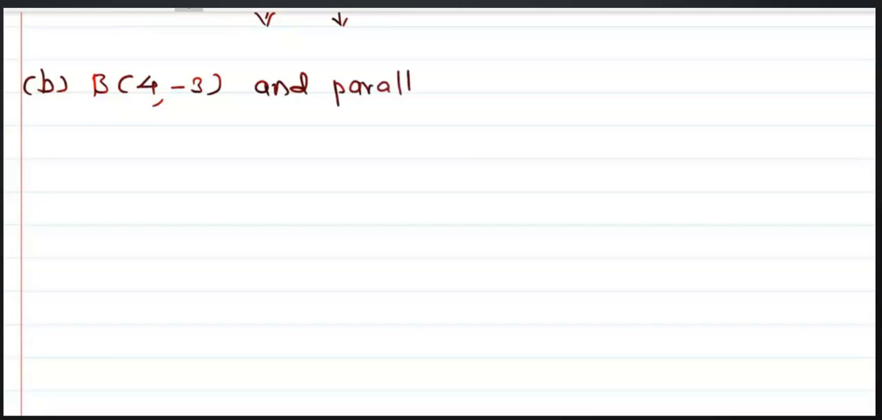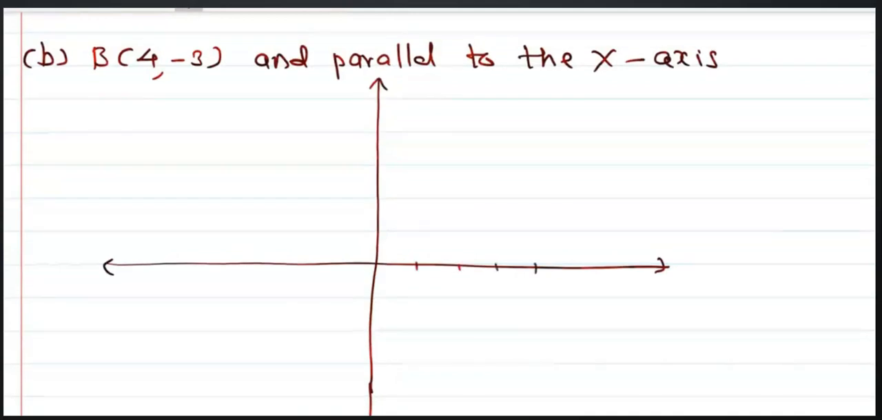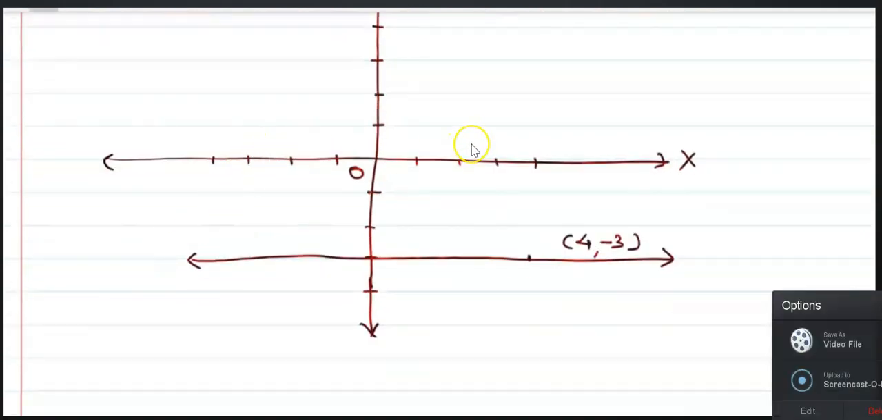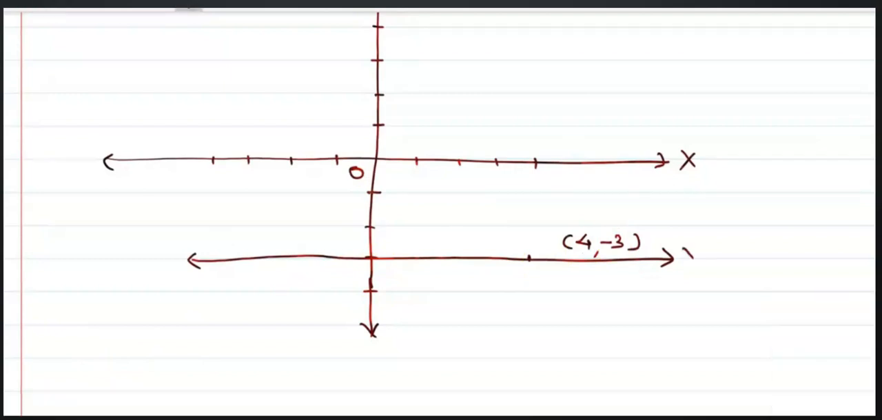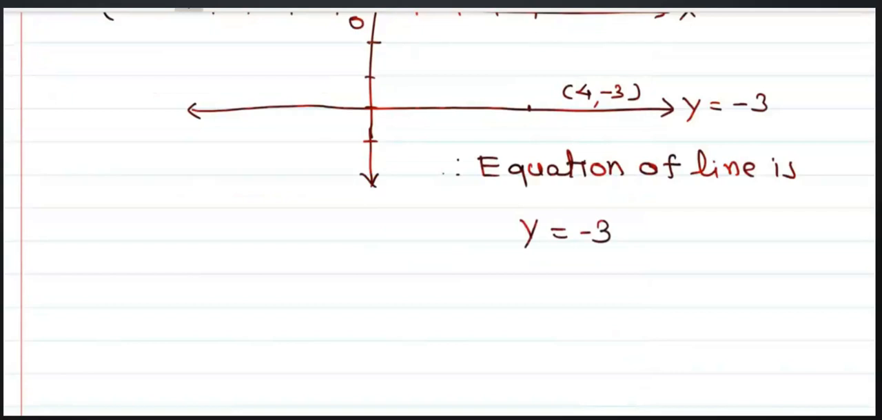Next is B(4, minus 3) and parallel to the x-axis. For a line parallel to the x-axis, its equation is y is equal to a constant. Therefore y is equal to minus 3 will be the equation of the line. Now see this here, coordinate geometry. These are the points, (4, minus 3), parallel to the x-axis. Now the given line is parallel to the x-axis, therefore its equation is y is equal to what? Minus 3, the y value of the point. Therefore the equation of the line parallel to the x-axis is y is equal to minus 3.